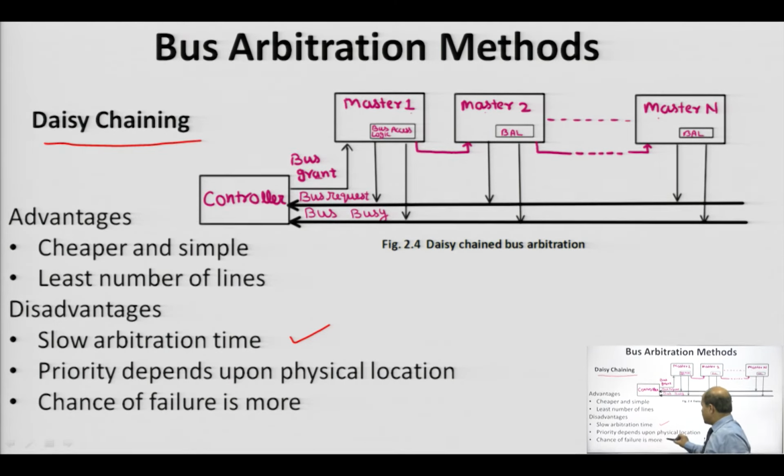And last but very important drawback of this scheme is that the chance of failure is more. If a particular master fails, what will happen? The propagation of the bus grant signal is not possible. In that case, the remaining system cannot receive the bus grant signal in any way. So, failing of one component will cause the whole system to fail. That is the major drawback of this scheme, daisy chaining.